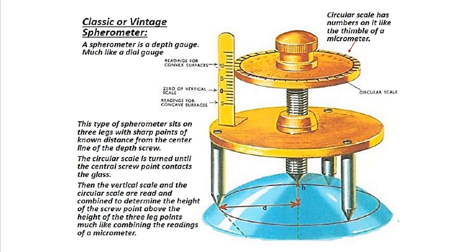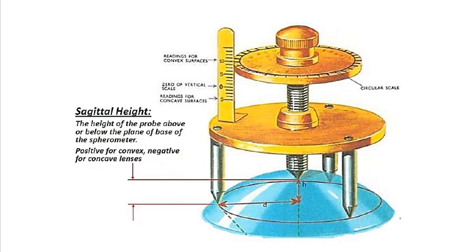And here is your vertical ones. So this is your 0. Everything below is going to give you the reading for the concave surfaces, and everything above that vertical 0 is going to give the reading for your convex surfaces. Then we'll get into sagittal height, which is important for you to know in spherometer reading.